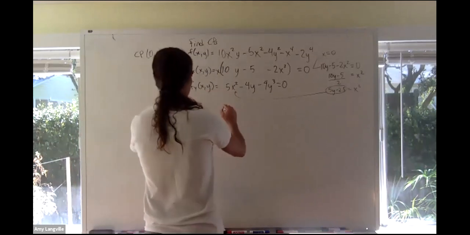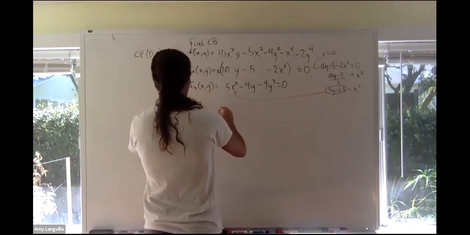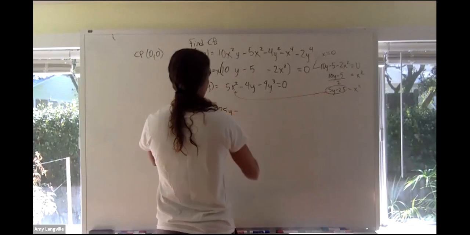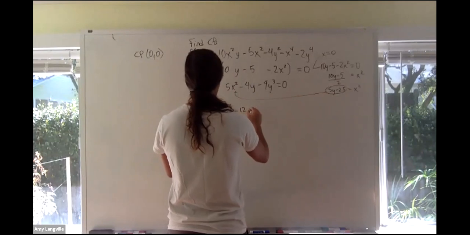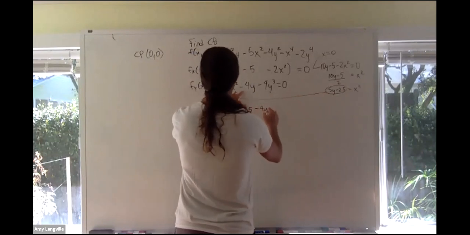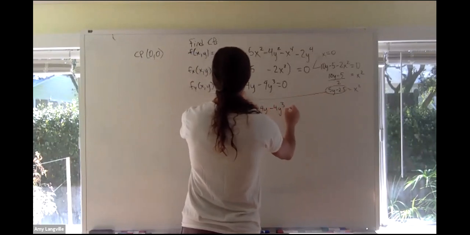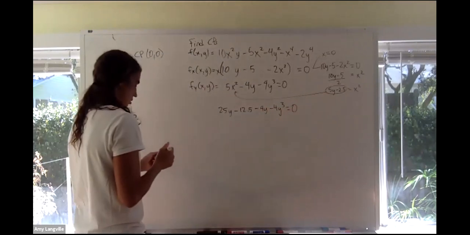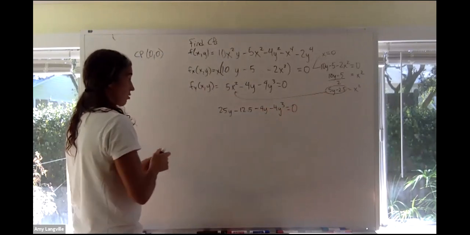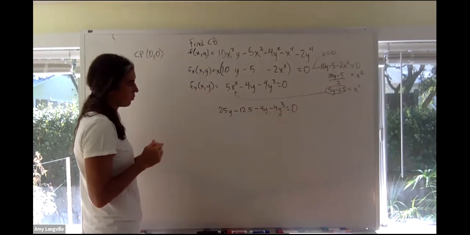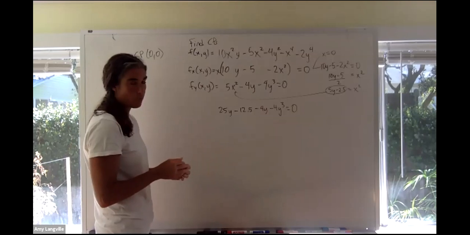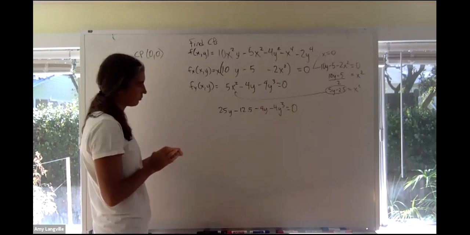So I'll have 5 times this, so that'll be 25y minus, what is 5 times 2.5, that's like 12.5, I think. Minus the 4y, minus 4y cubed, equals 0. And okay, so this is one nonlinear equation, but it is a cubic equation. So maybe there's hope that we can get solutions to this.